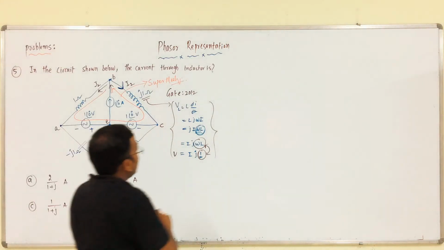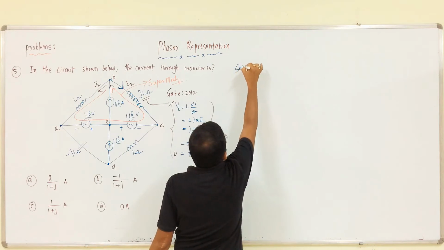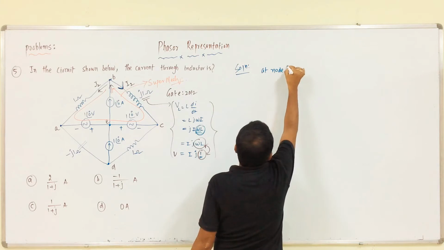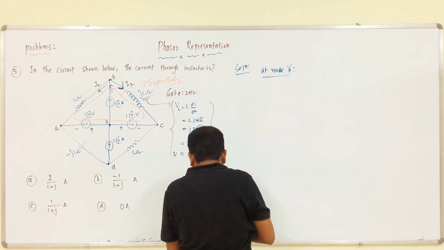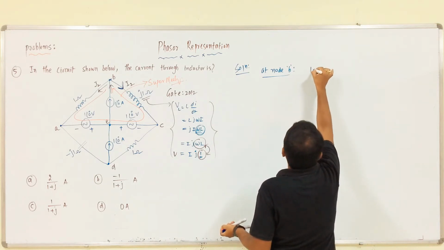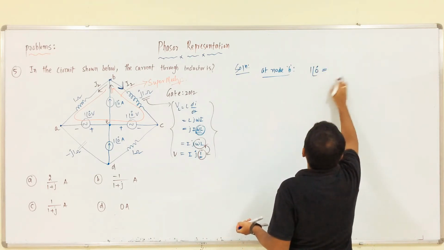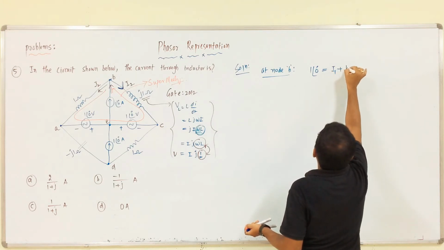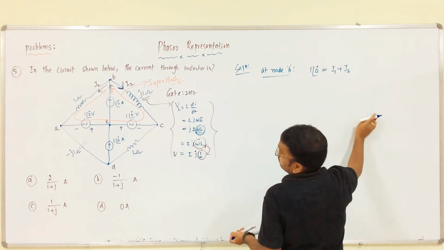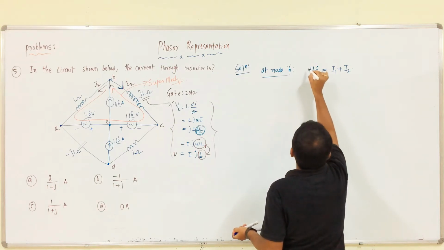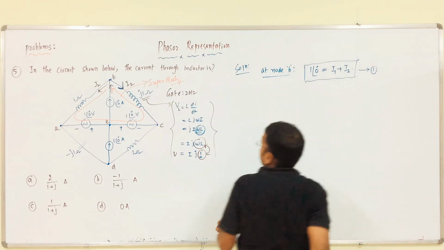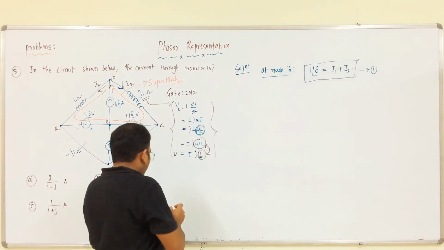So, what is the procedure to get the answer? At node B, we have 1 at an angle 0 entering, I1 is leaving plus I2 is also leaving. So, from this we have to calculate I2. This is equation 1, clear.